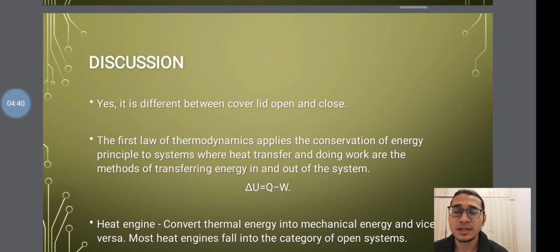This thermodynamic law can be interpreted in equation form, which is ΔU = Q − W, where U stands for change in internal energy, Q is net heat transfer, and the last one, W, is work done by the system, net work done by the system.